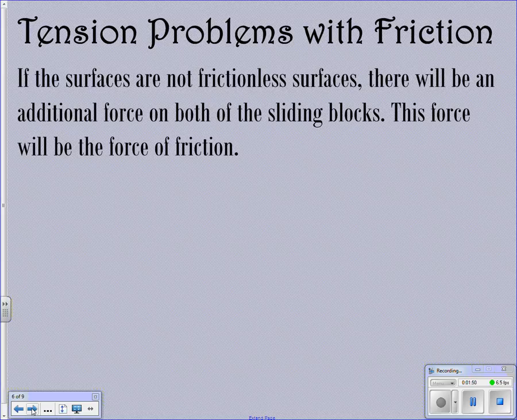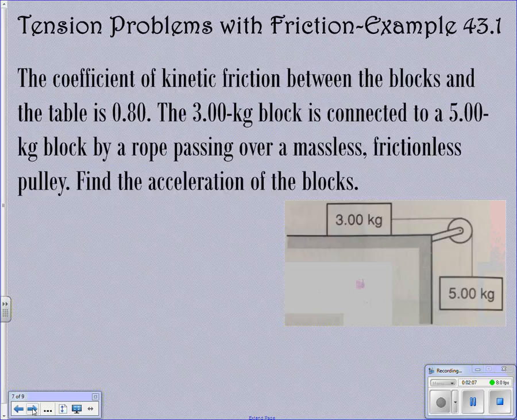If you have surfaces that are not frictionless, then you're going to have an additional force on both of your blocks. And that force is going to be the force of friction. So now we're going to be adding friction into our problems. So let's look at it again. We're going to start with two blocks, one on a table and one coming over a massless, frictionless pulley. And so we're going to set these up.